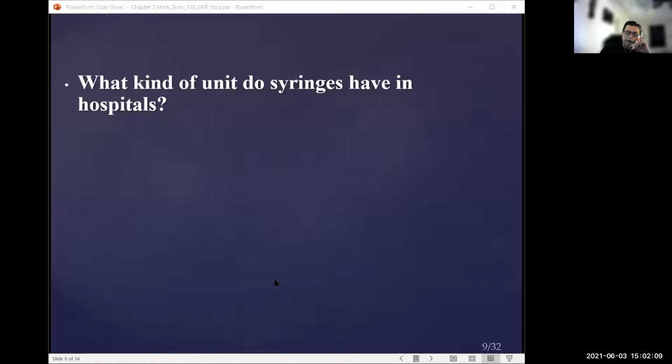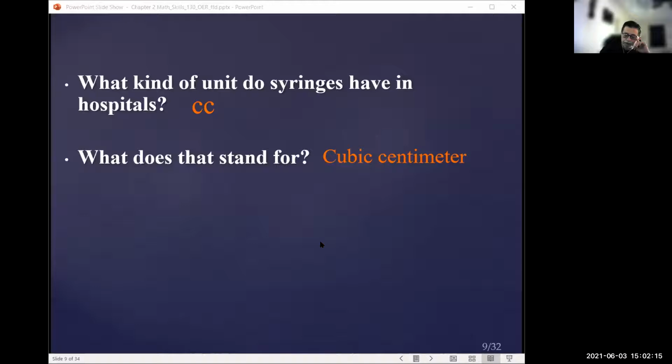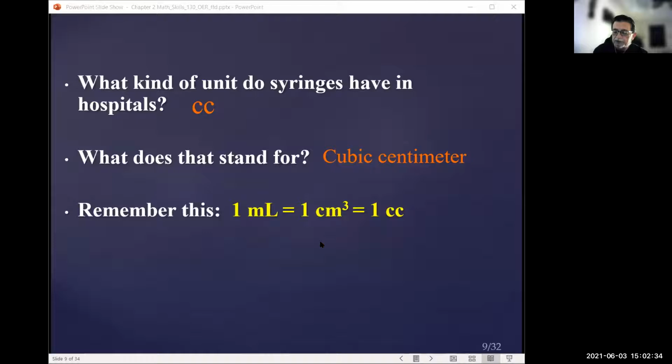Okay, cubic centimeter, exactly. CC is cubic centimeters. And so now when you're given a CC, and those are metric units, it's a measurement of length, width, and height, all right? But we can convert that to milliliters because the conversion factor is 1 milliliter is equal to 1 cubic centimeter or 1 cc. Now, here's the thing about this conversion factor.